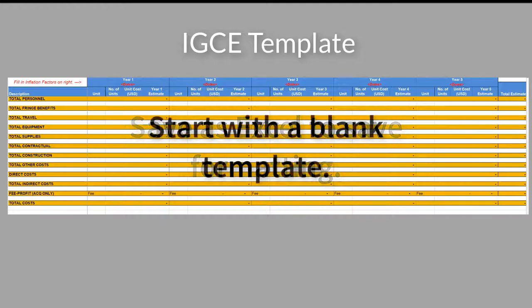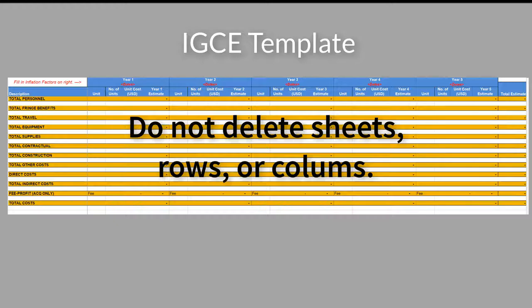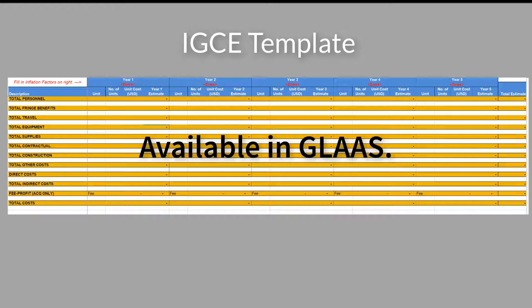of the formulas. You should always use a blank template and not reuse a previous IGCE when creating a new IGCE. This is a good basic practice that ensures you do not accidentally pull in data that does not apply to your requirement, thus inflating or deflating the estimates. Do not delete sheets, rows, or columns when preparing the IGCE, as this may also delete functions embedded in linked cells or worksheets. For this reason, columns and rows that are not used for the IGCE should always be hidden, not deleted. The most current version of the template is available within GLASS.